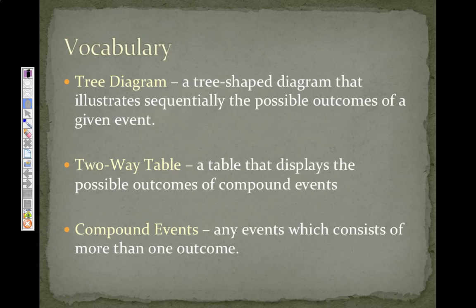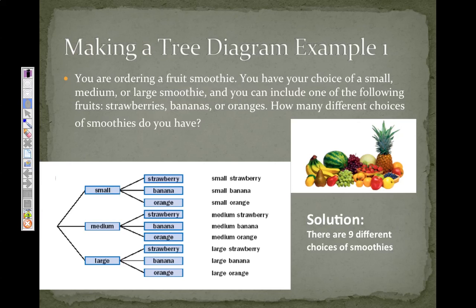And then finally, compound events. These are any events which consist of more than one outcome. So we're going to be working with two different things that are going on. If you need to pause the video, go ahead and do so and jot down the vocabulary.